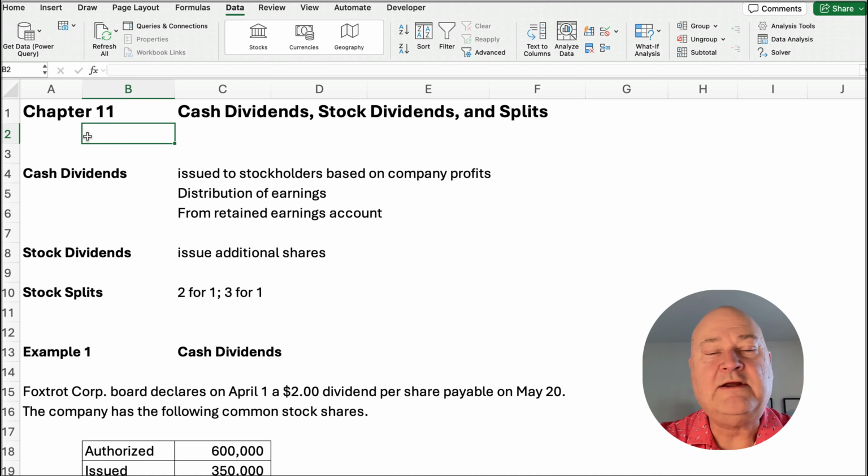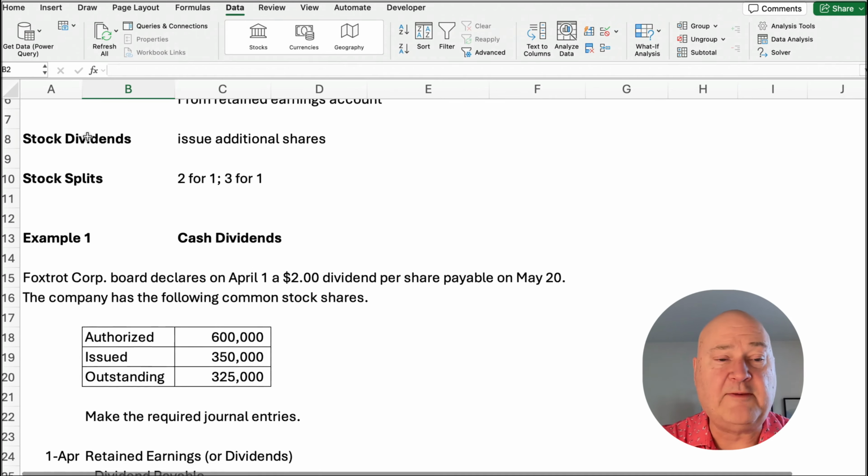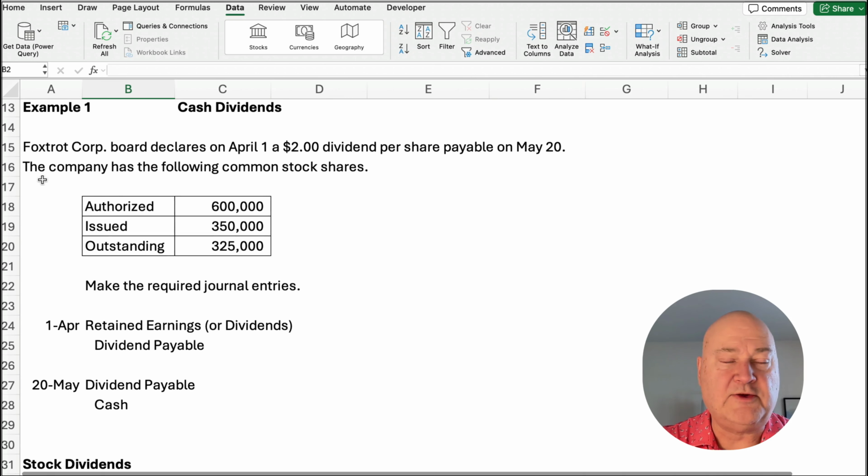Now in Chapter 11, we have cash dividends, and cash dividends are dividends that are issued based on company profits. It's a distribution of earnings, it comes from retained earnings, and it comes from the cash account. Stock dividends represent additional shares that are issued, and stock splits, the idea is they take one share and split it into two or three or whatever. So let's do some examples, and this will become clear to you.